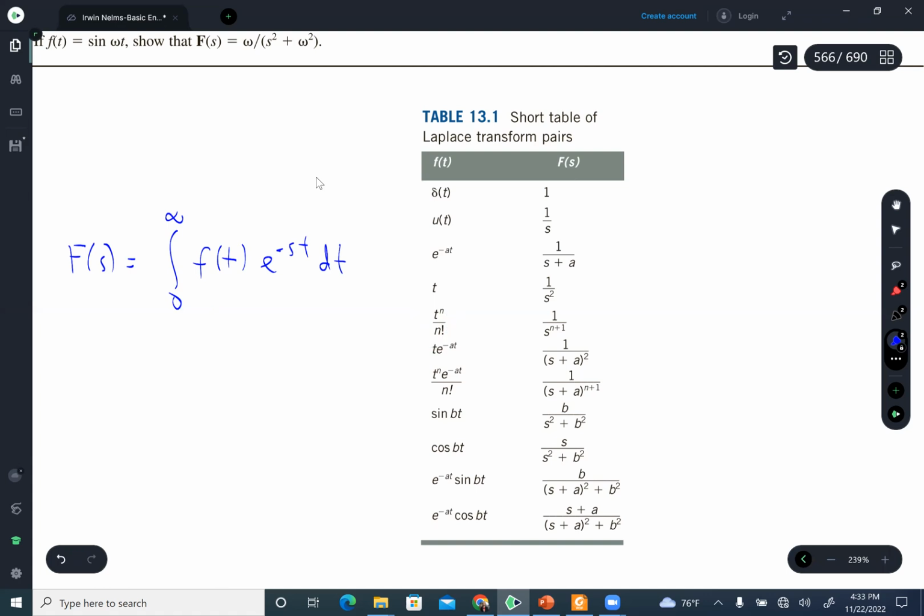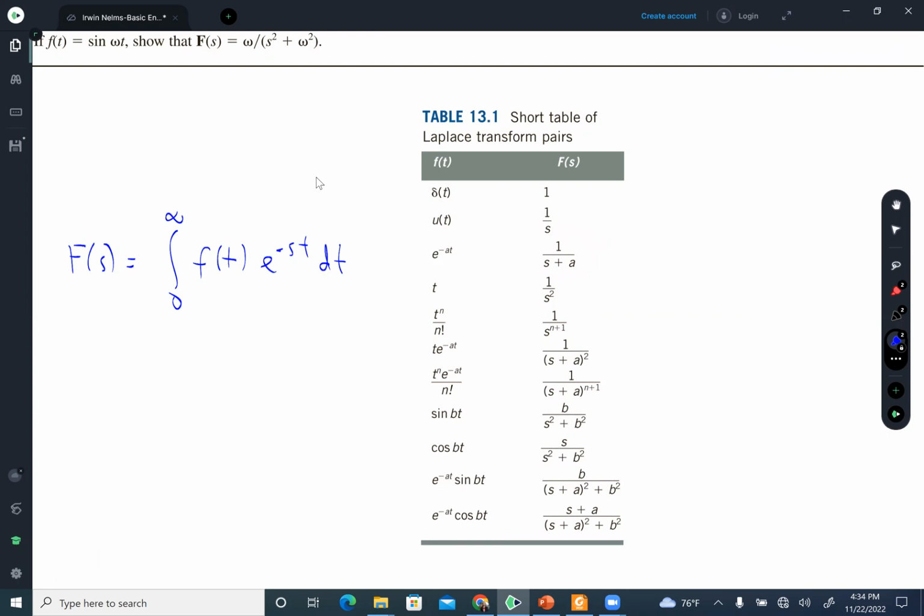The next issue is, how do you find the inverse Laplace transform? Meaning, if I give you F of S, how do you find the f of t? And of course, one way is that if you have this table and I give you one of these on the right, you can find the one on the left. There's nothing to be done.